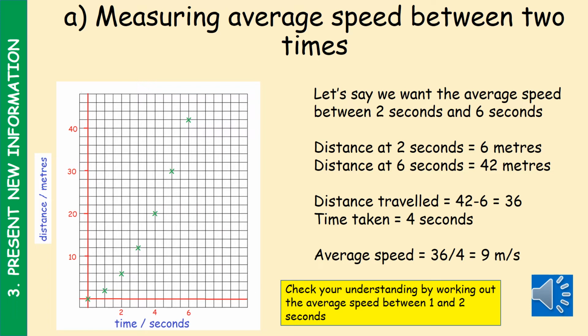So your change of distance there, that's 42 take away 6, that will give you 36. The time was between 2 seconds and 6 seconds, so that's a total of 4 seconds. So your average speed is going to be distance divided by time, which is 36 divided by 4, which is 9 meters per second.